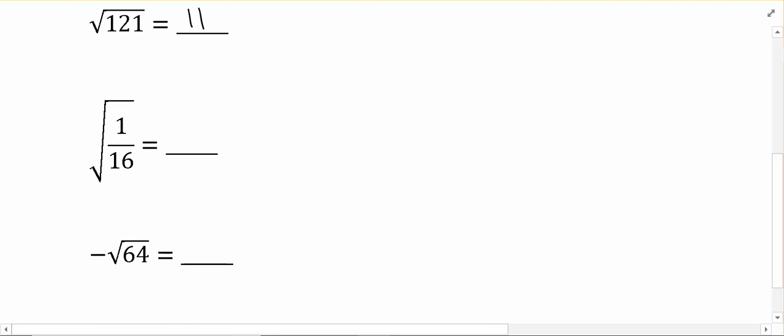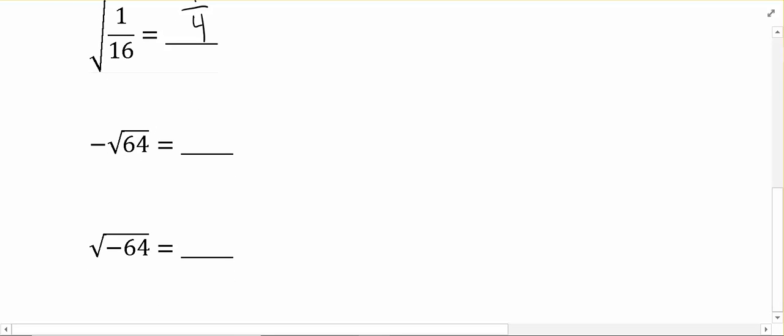Now when it comes to a fraction, the square root of 1/16th, we can just basically take the square root of the top and the square root of the bottom separately. The square root of 1 is 1, and the square root of 16 is 4. Now, if I have the negative of the square root of 64, we could basically think about this without the negative at first. The answer to that is 8, and then we apply the negative. And so the answer to this is, in fact, negative 8.